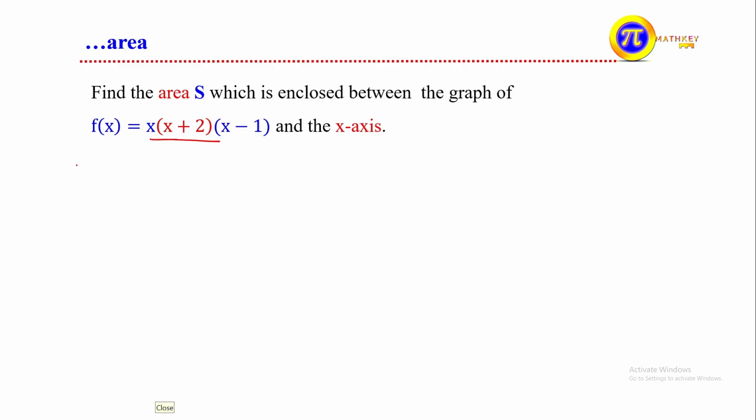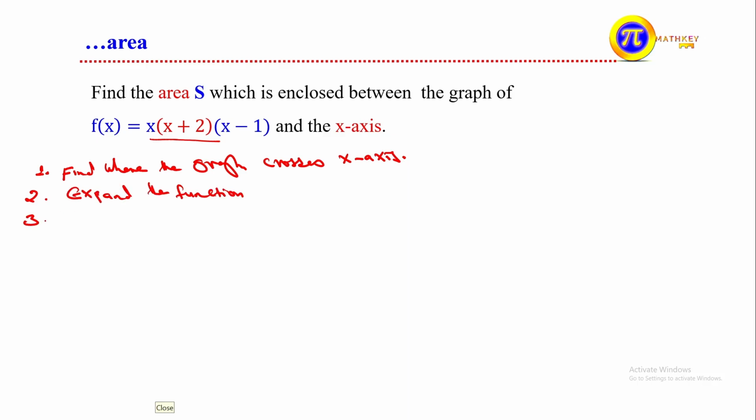The first step is to find where the graph crosses the x-axis, which are the zeros or the roots of this function. The second step is to rewrite the function in its expanded form. Then the next thing we have to do is integrate the function, considering the differences with absolute values.